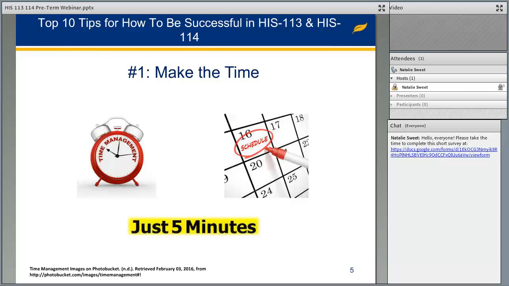And now let's talk about my top 10 tips for seeing success in your class. First, make the time to tackle assignments each week. Don't wait until the Sunday that assignments are due. This can cause you to become overwhelmed with the workload.